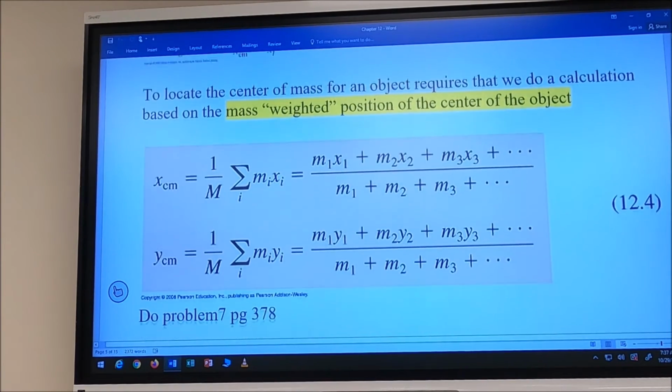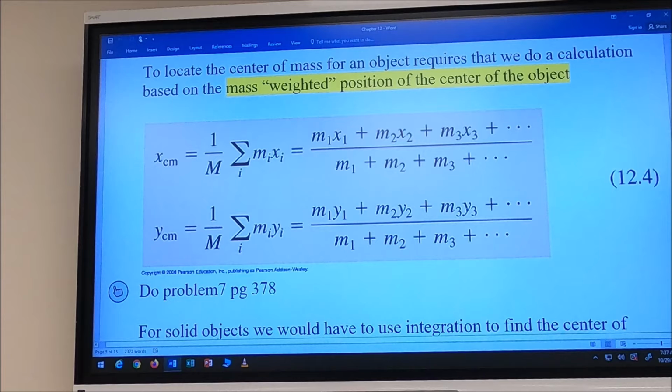To locate the center of mass of an object requires we do a calculation based on the mass-weighted position of the center of the object. So we think about breaking the object up into little mass pieces. We take the mass of each little piece times its x location and add them together and divide it by the total mass of the object. Take the mass of our little pieces multiplied by their y position and divided by the total mass of the object.